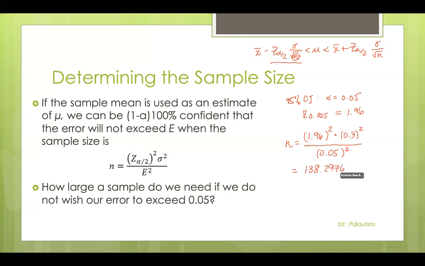Now, what this means is that if you want the error not to exceed 0.05, you will need at least 138.2976 as part of your sample. Our samples here, we assume them to be discrete always. Like in the previous example, our samples referred to college students. So we will always round this up to the nearest integer, so that the required sample size is 139. Again, for this particular problem, we always round up.